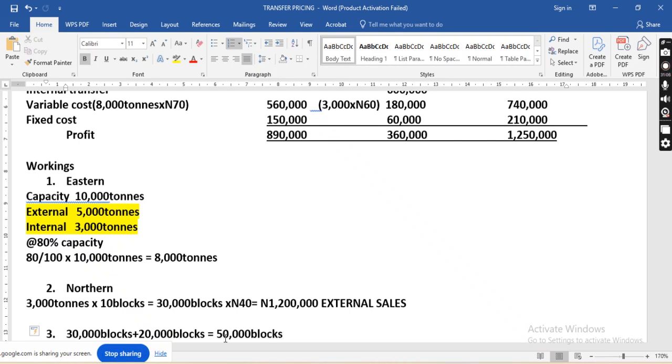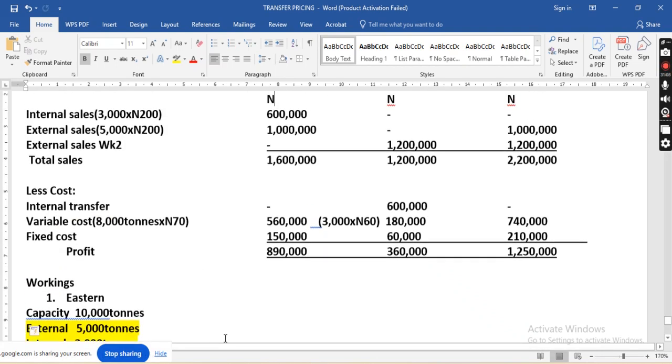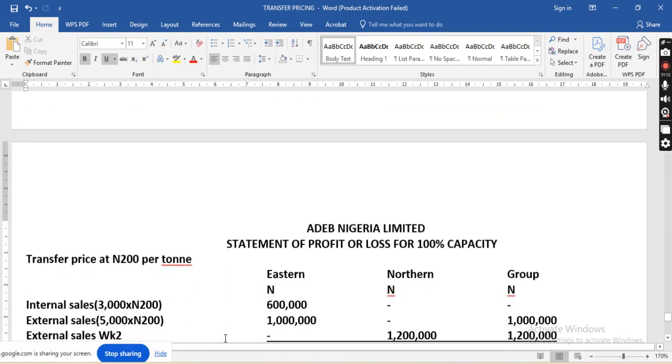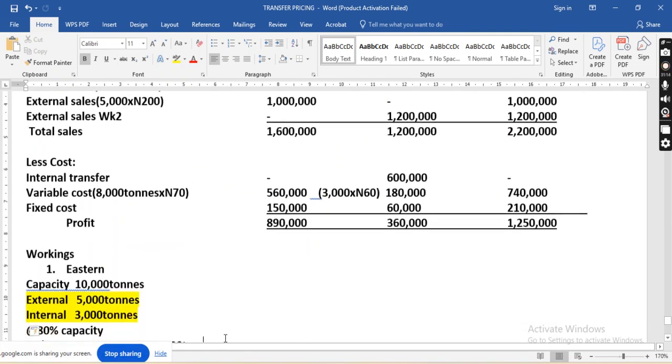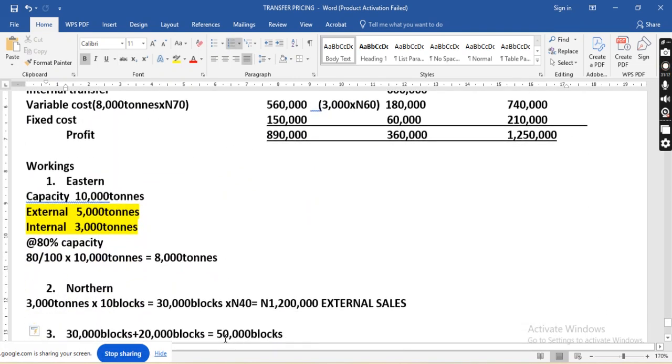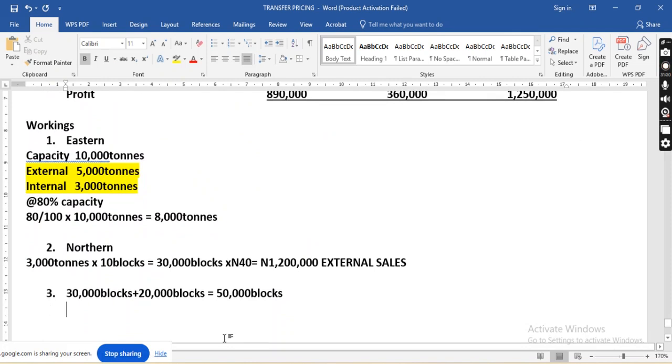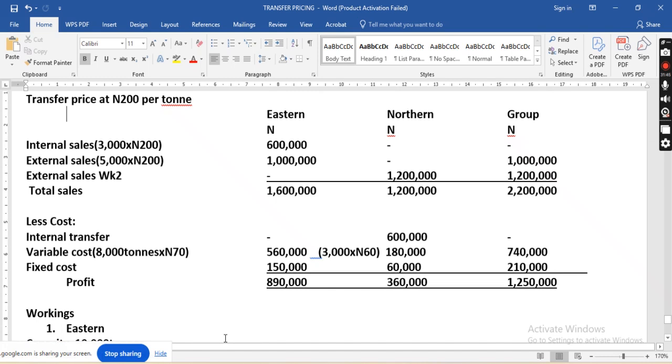Mind you, you will still do your calculation based on the transfer price of 200 as well as 180. What the question is saying is that if we just reduce it, what will be the transfer price? So in this case now, class, okay, let's start from external.